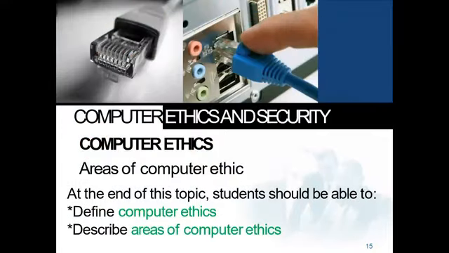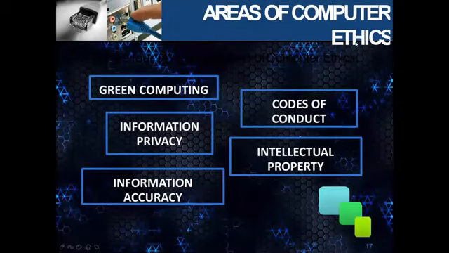And the most important thing, the areas of computing and computer ethics. Areas कौन से, I have explained everything. Green computing, information privacy, information accuracy, the most important, codes of conduct while using the computer, and the intellectual property.